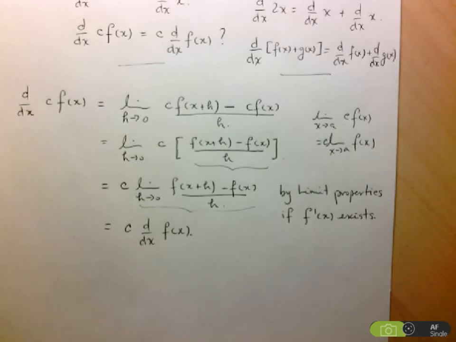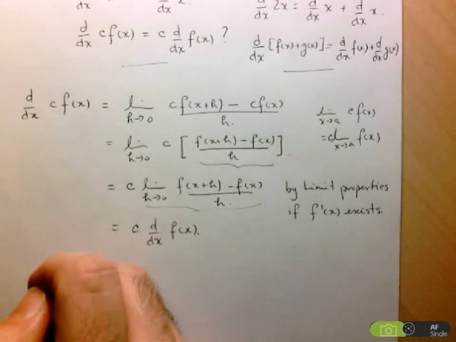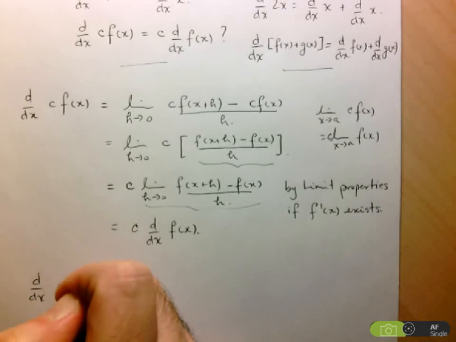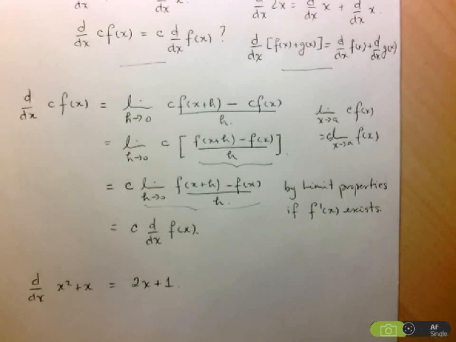So this is good news, because now we're on our way to proving that we can take a more complex function and start reducing it to simpler forms. If you have a function that's multiplied by a constant, you can now just remove the constant and find the derivative of the simpler function. So for example, in the last example, we found that the derivative of x squared plus x was equal to 2x plus 1.